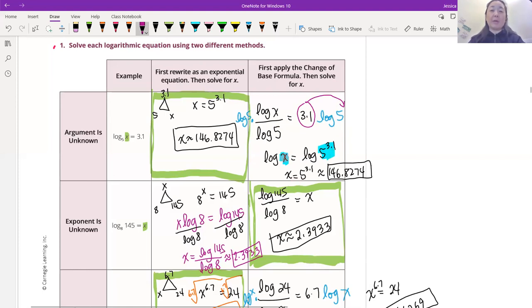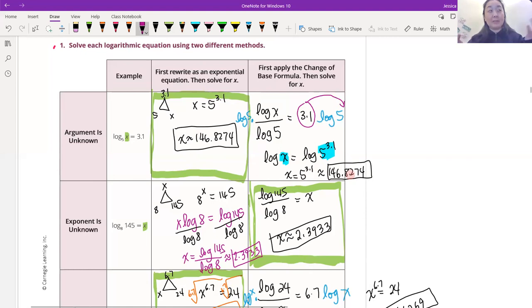Then we notice, if log of x is equal to log of 5 to the 3.1, then x better equal 5 to the 3.1. If it doesn't, what's it doing? So there we go, and this looks so familiar. We already did this one on our calculator, exactly that. We got to that point with a little bit of extra steps, but that's still fine. That's the answer you should have gotten.